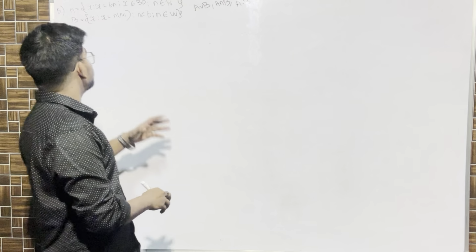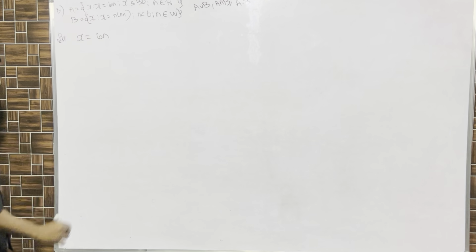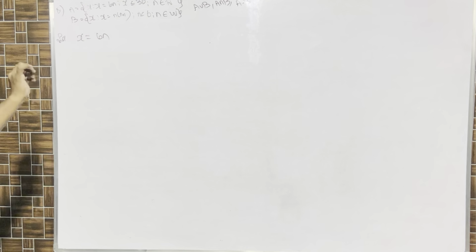One more question, last question for this video. A is a set wherein x is a variable such that x is equal to 6n, x is less than or equal to 30, n belongs to W. X value here for set A, x is equal to 6n. And forget about this x, x is less than or equal to 60.